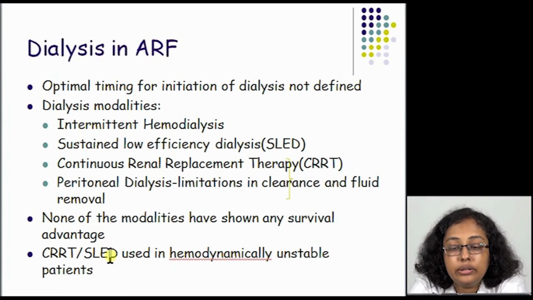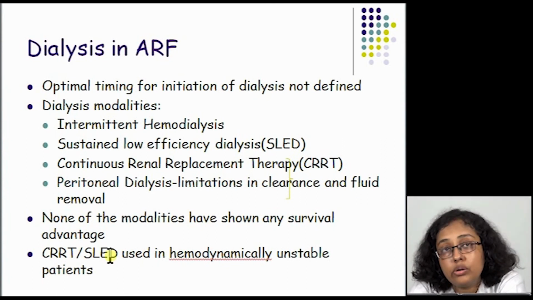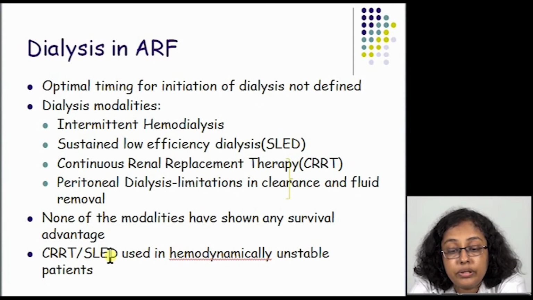The dialysis modalities could be routine intermittent hemodialysis, sustained low efficiency dialysis, or continuous renal replacement therapy. Peritoneal dialysis is not routinely used for acute renal failure because there are limitations in the solute clearance and fluid removal. But in countries like India, or in peripheral areas where hemodialysis is not available, peritoneal dialysis may be life-saving.